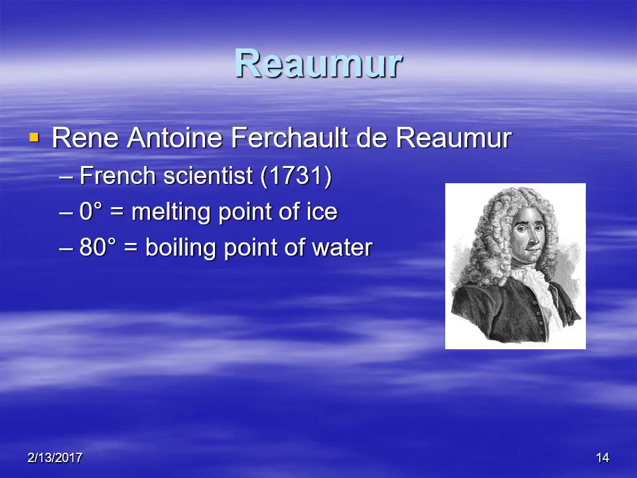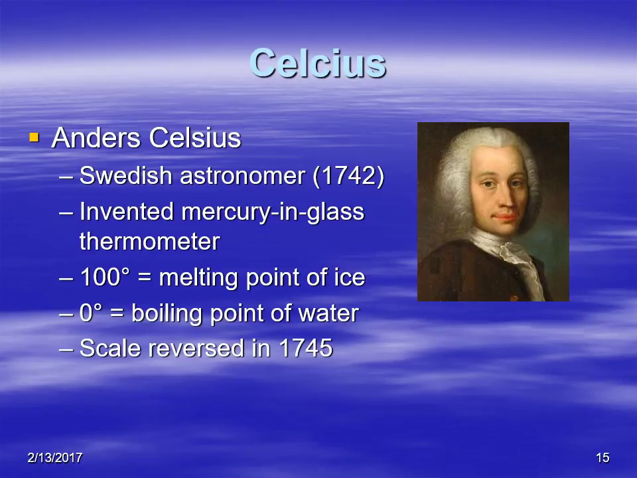Other people proposed temperature scales. René-Antoine Réaumur was a French scientist, and he proposed a scale with 0 for the melting point of ice and 80 for the boiling point of water. Then Anders Celsius also came up with a similar scale, using it with his mercury in glass thermometer, which was kind of a new thing back then, in 1742.